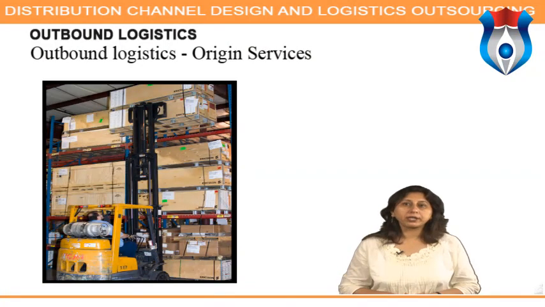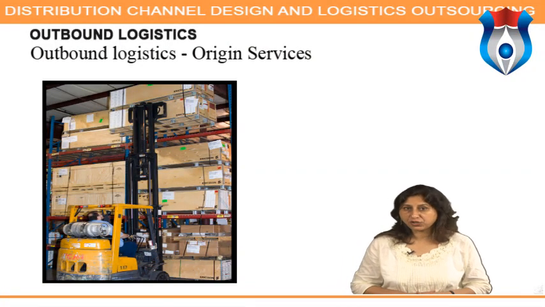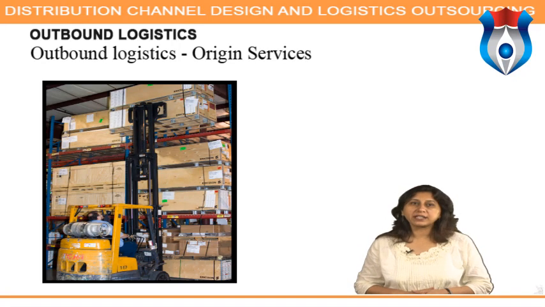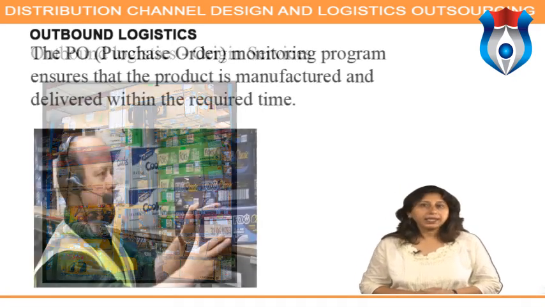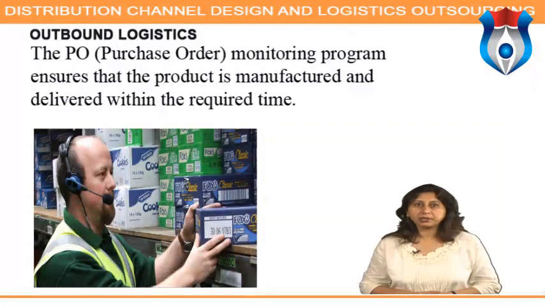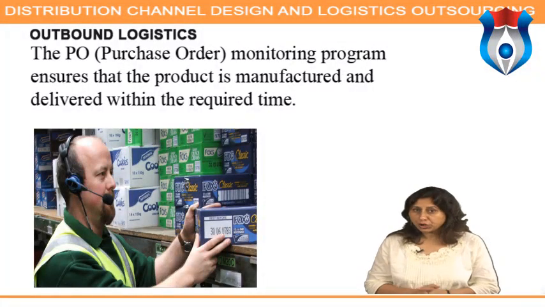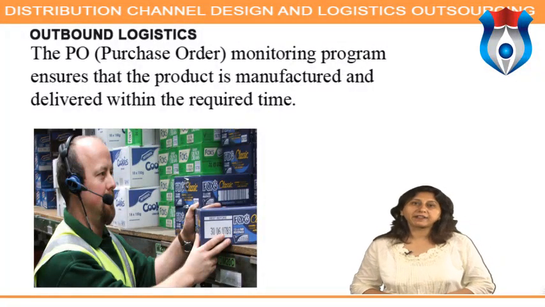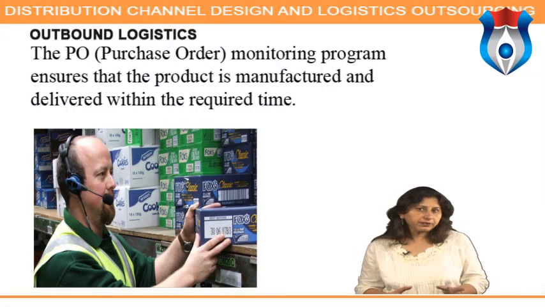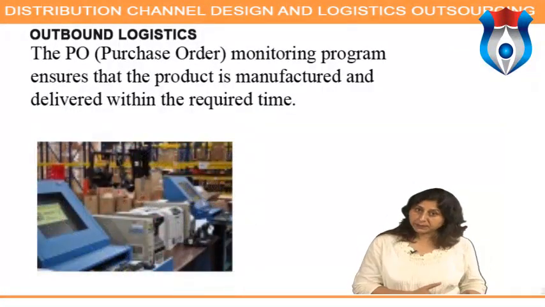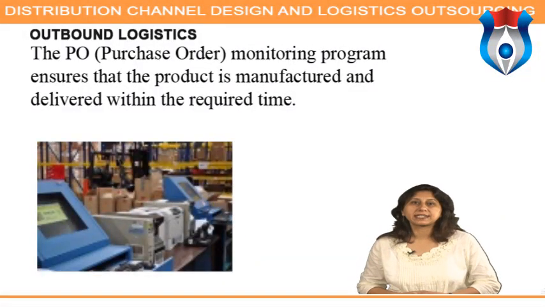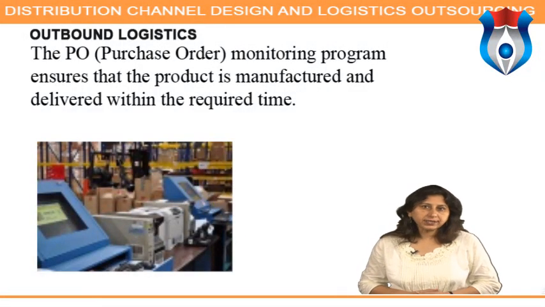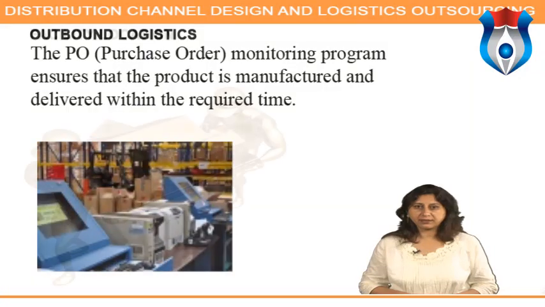Outbound Logistics Origin Services. The movement of product originates after manufacturing. Hence, origin services are vital for efficient shipment of products. The PO, Purchase Order Monitoring Program, ensures that the product is manufactured and delivered within the required time. This helps the customer to save costs on deconsolidation at destination and storage costs at the distribution centers.